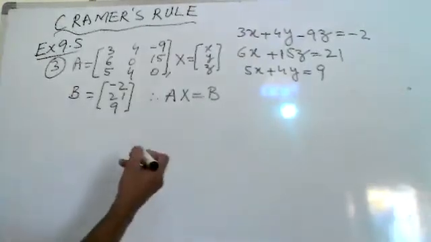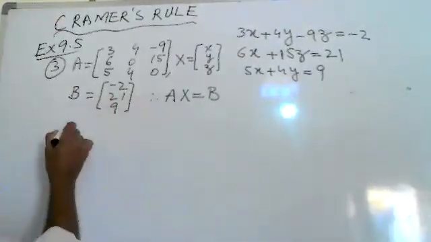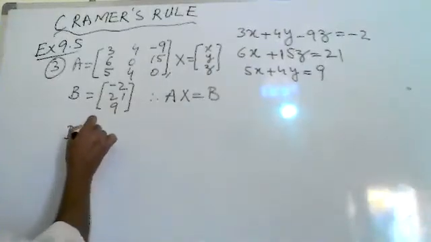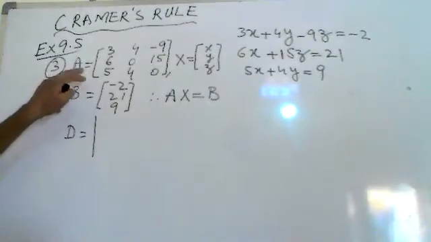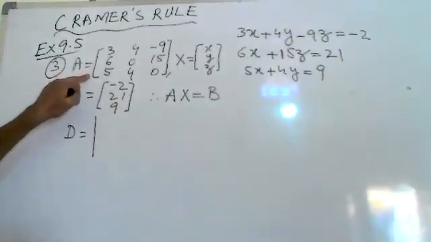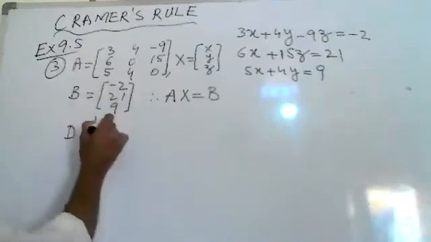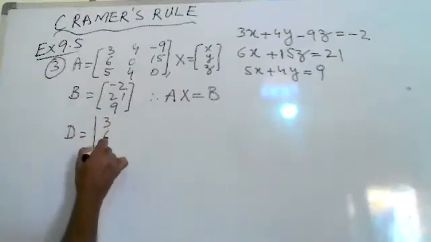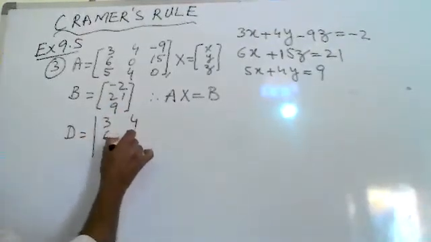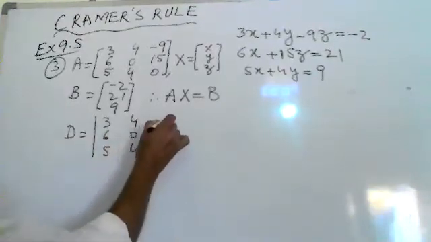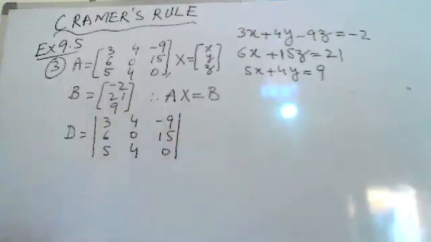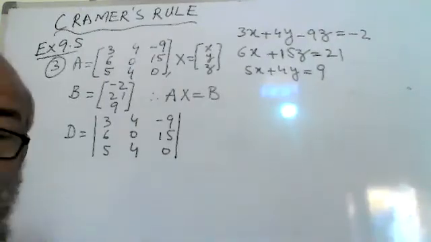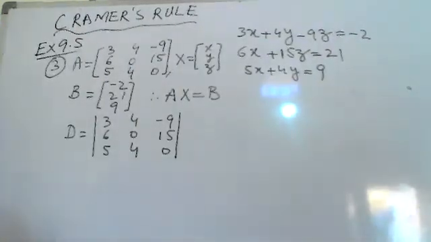Now we will find the determinant D. D is equal to this matrix. This matrix will be converted into the determinant D. This matrix 3, 6, 5, 4, 0, 4, minus 9, 15, 0. Determinant. Remember, determinant can be evaluated, but matrices cannot be evaluated.